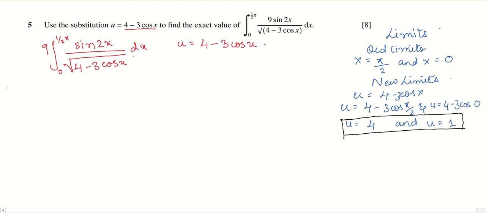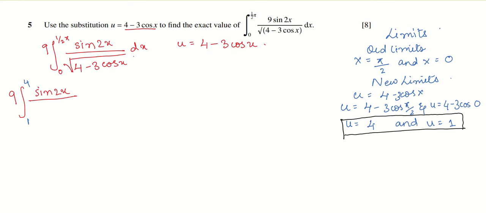Now we'll write 9 with the new limits 4 and 1, and we still have sin 2x. Now we can change. We know that u equals 4 minus 3 cos x, so instead of 4 minus 3 cos x, we can write u, so that u will be inside the square root. So that's what it is.